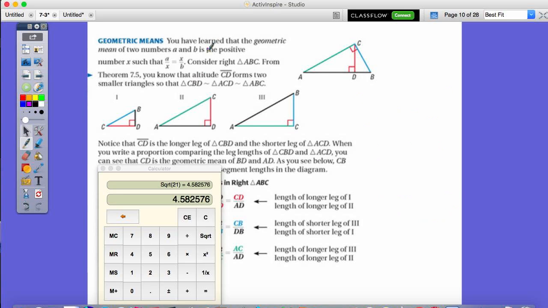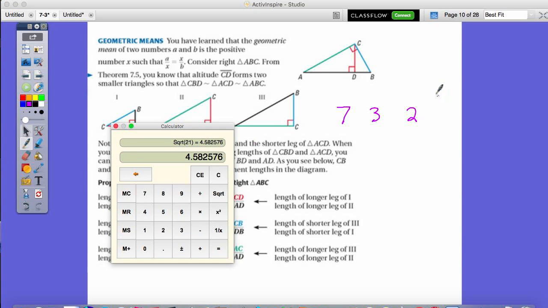Let's say you had three numbers. Let's say it's 7, 3, and 2. Well, in the past, to find the arithmetic mean, I'm just going to call it AM for abbreviation points here, you would add all these up.